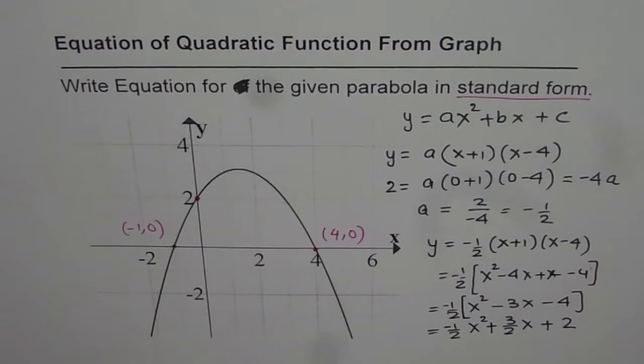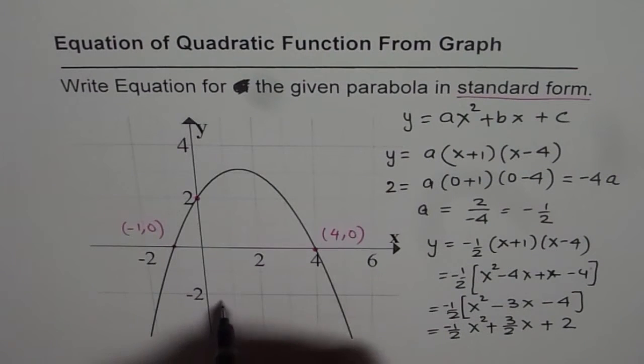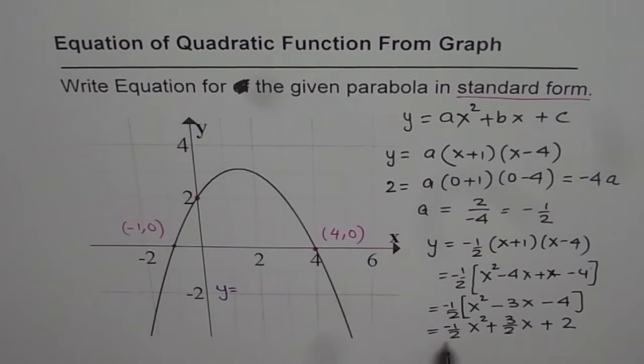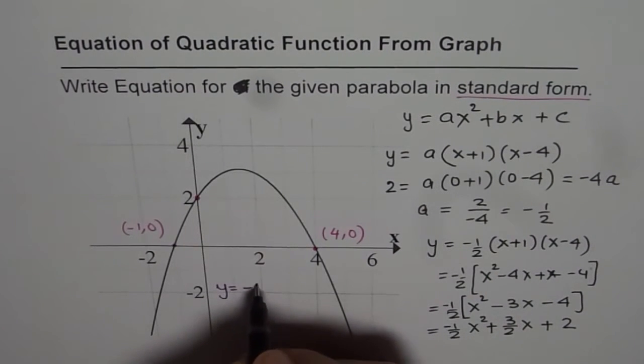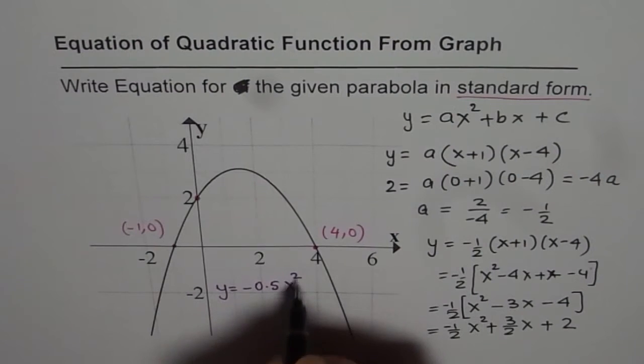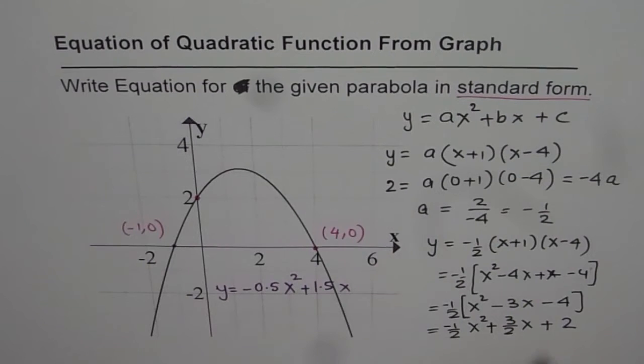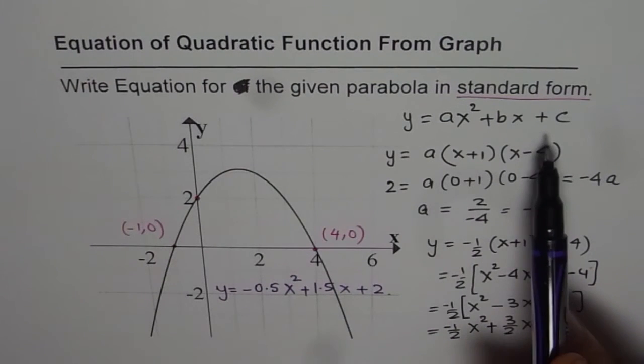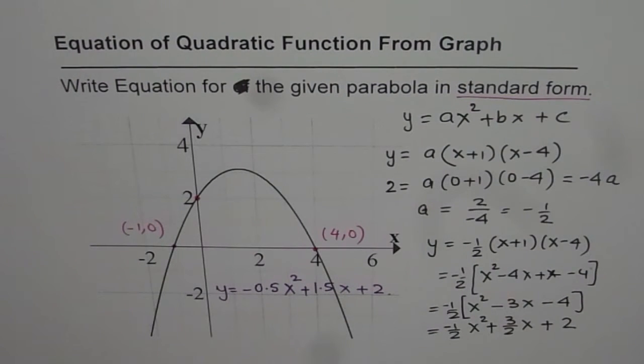So in standard form, we can write this equation in decimals as y equals minus 0.5x squared plus 1.5x plus 2. So that is the equation. Well, this was a better way of doing it, since if you would have taken the 3 points and solved the linear system using 3 different equations, with so many decimal points it would have been quite problematic.